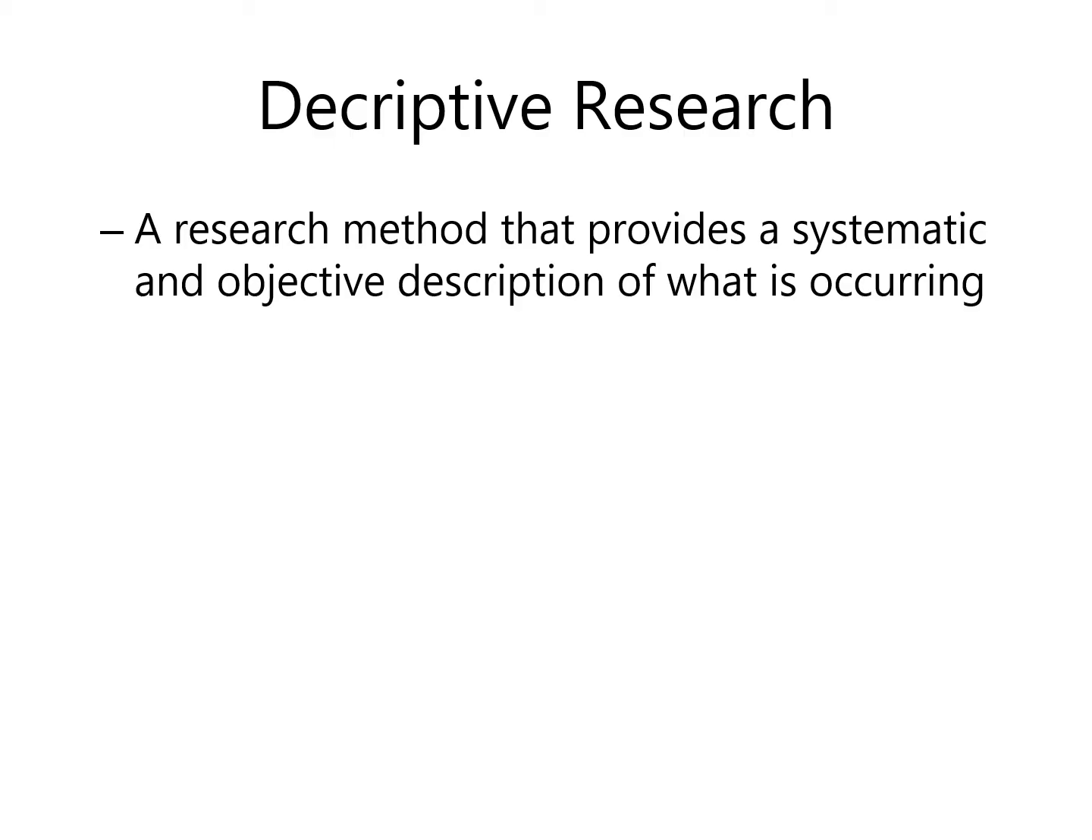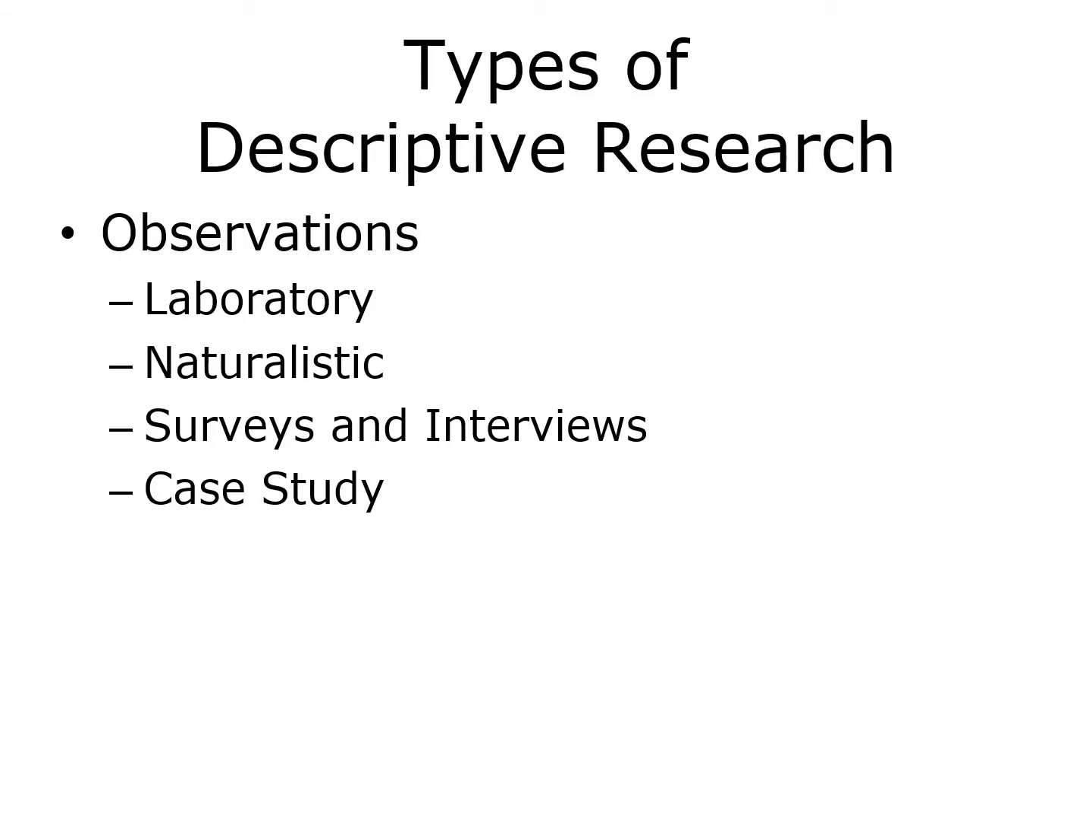Okay, our first type of research is descriptive research, a research method that provides a systematic and objective description of what is occurring. There are many different types of descriptive research. We're going to talk about observations first, both laboratory and naturalistic observations. We're going to talk a little bit about surveys and interviews, and then finally we will end with the case study.